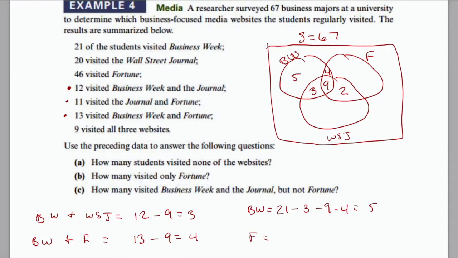Fortune, we have that Fortune has 46. We're going to subtract 9, 4, and 2. And that should give me a total of 31. And Wall Street Journal is visited 20 times, minus 9, minus 3, minus 2. And that should be a total of 6. So we have 6.